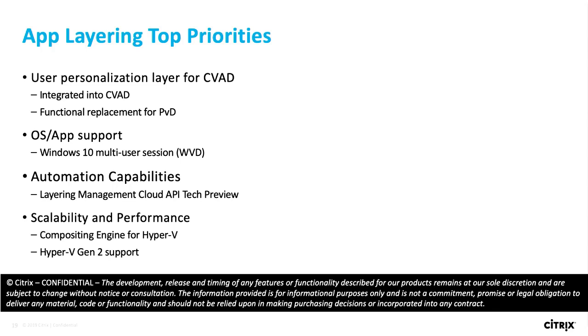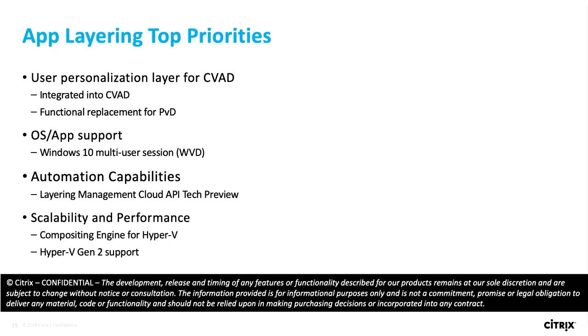These are two characteristics in the product that we feel are where there are some limitations that prevent people from fully adopting the technology. And as I said, we really believe that it's worth adopting, so we want to address those. The first one I want to talk about here is a new feature we're calling the user personalization layer for Citrix Virtual Apps and Desktops.